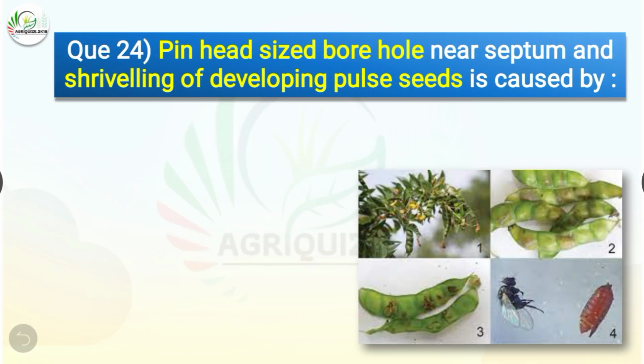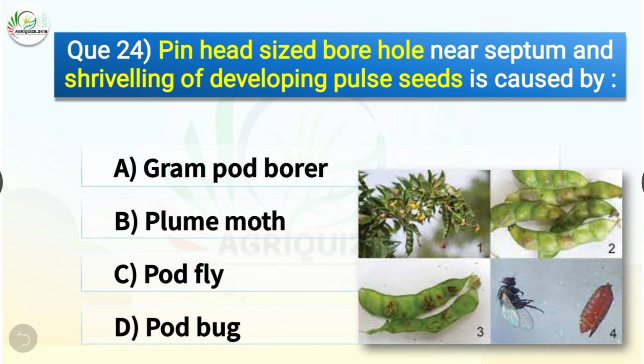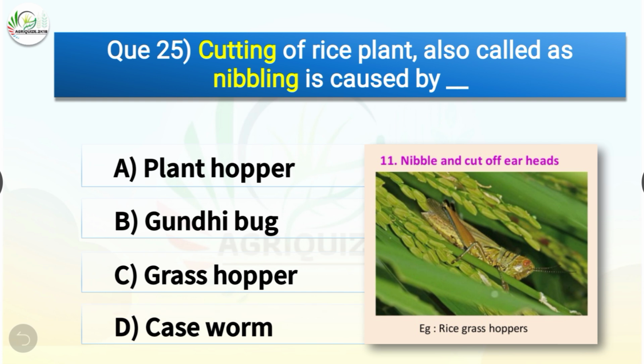Question number 24. Pinhead-sized borehole near septum and shriveling of developing pulse seed is caused by. The options are gram pod borer, plume moth, pod fly or pod bug. The correct answer is option C, pod fly. So pinhead-sized borehole near septum and shriveling of developing pulse seed is caused by pod fly. And the scientific name of pod fly is Melanagromyza obtusa.